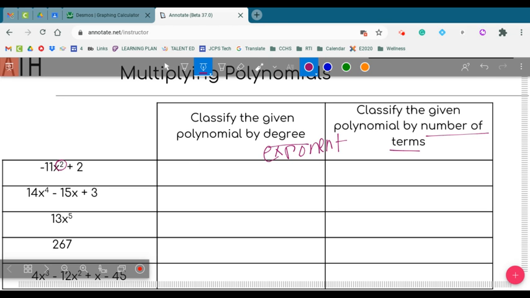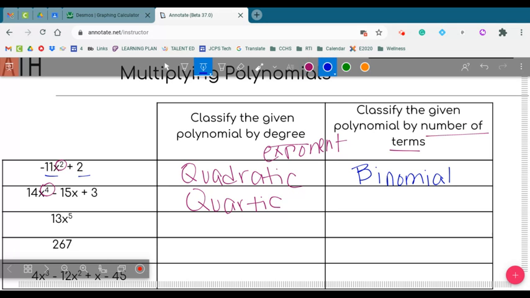So our biggest exponent on this is 2, so this is a quadratic. And we have 1, 2 terms, so this is a binomial. Next one, our biggest exponent is 4, so this is quartic. And we have 1, 2, 3 terms, so this is a trinomial. Next one, our biggest exponent is 5, so this is called quintic. We have 1 term, so this is a monomial.